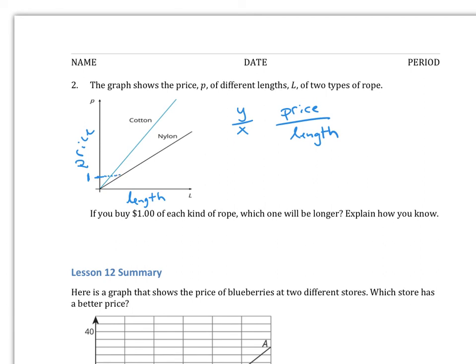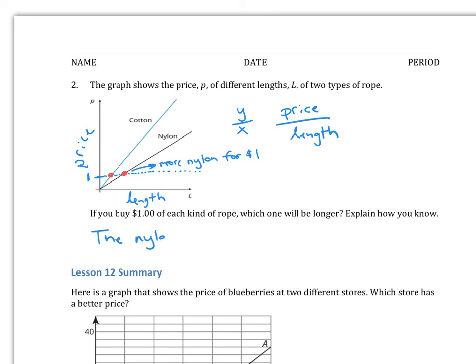If I were to draw a horizontal line across, I can see that the cotton rope falls here and the nylon rope falls here. So if we're looking at the length, this tells me that I am going to get more nylon rope for $1 than I would cotton rope. Okay, so in this case, we're not going to be looking at the x-axis, we're going to be looking at the y-axis.